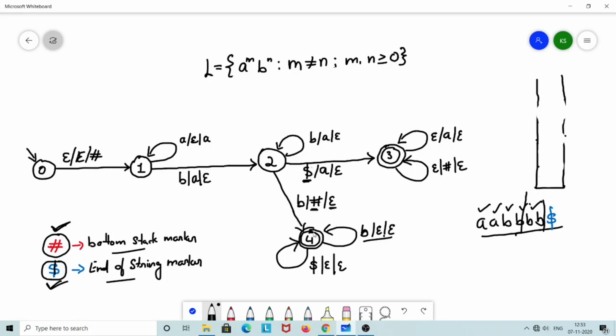So when do I go to state 4? I go to state 4 only if the top of the stack is hash. This will be the scenario when I have more B's in my string. So using these two symbols, we reduce the non-determinism in our solution, and this can be applied to all the previously solved problems. So this is about PDA and also reducing non-determinism in our solution. I'll see you all in the next one. Thank you.